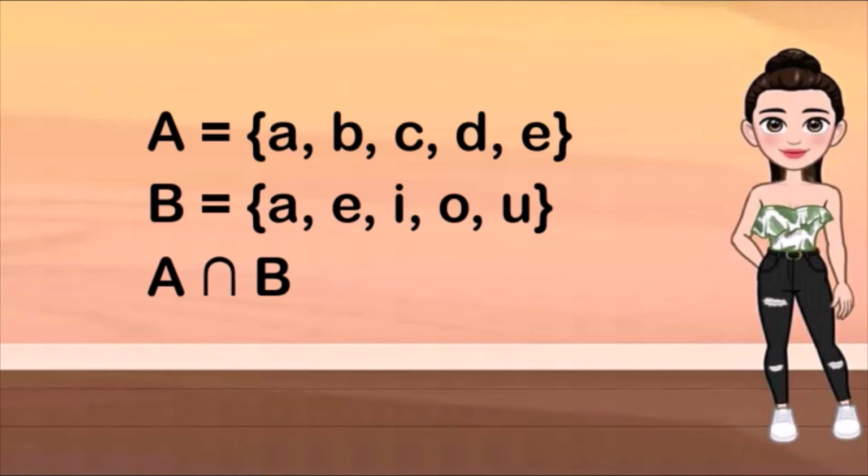How can we get the answer? To find the intersection, we need to find out which elements are common to both sets. So, both sets contain letter A and letter E. Therefore, the intersection of set A and B is equal to A and E.